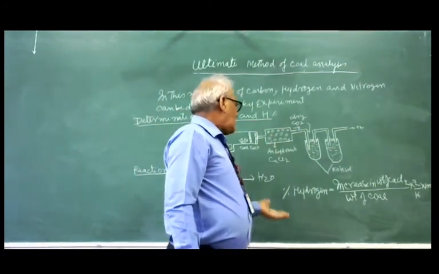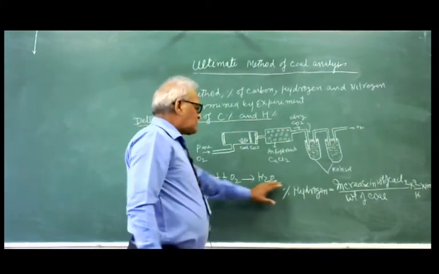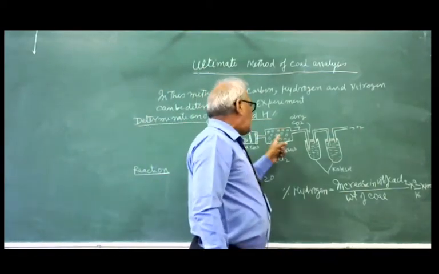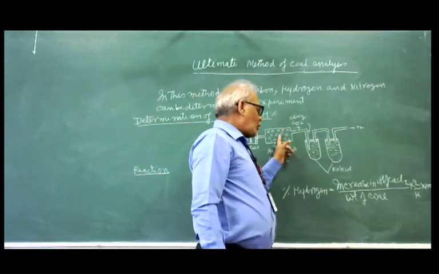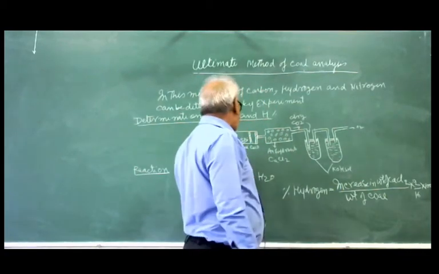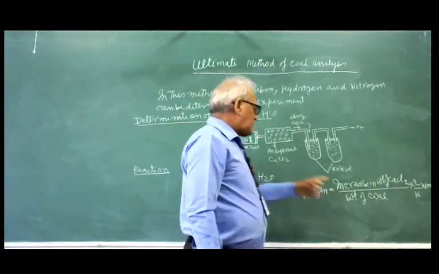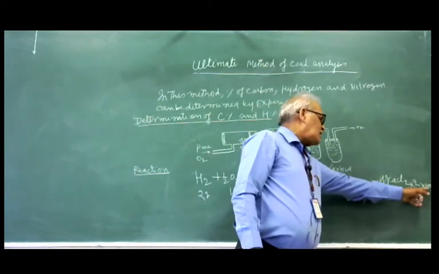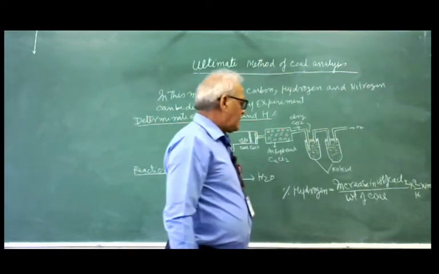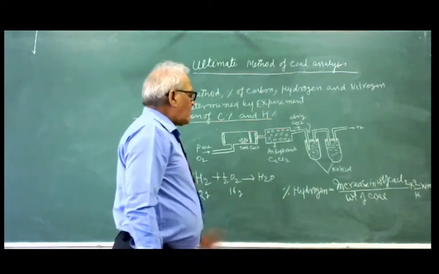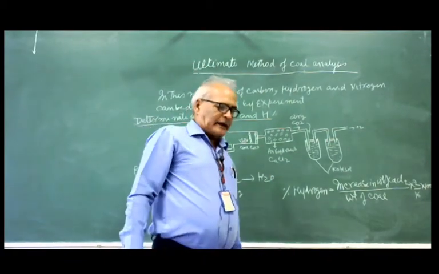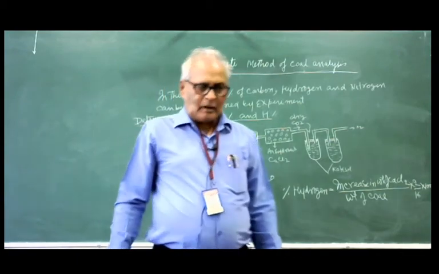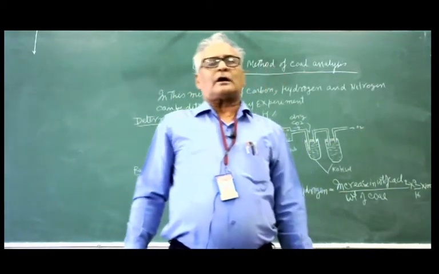So, for calculation of the percentage of hydrogen: increase in weight of the calcium chloride divided by weight of the coal taken, multiplied by 2 upon 16 into 100. So in this way you can calculate the percentage of the carbon and hydrogen.